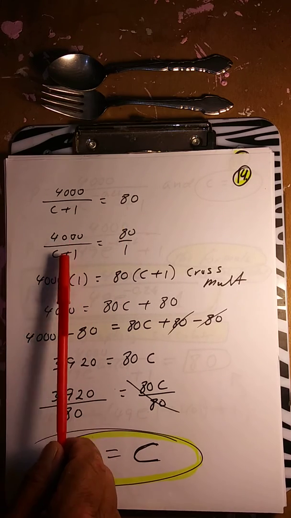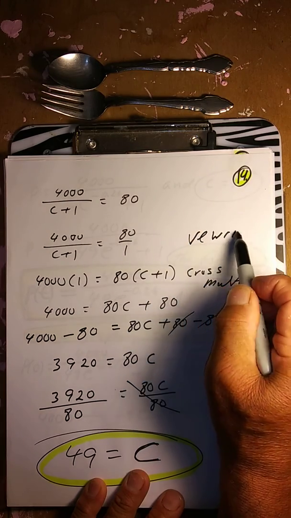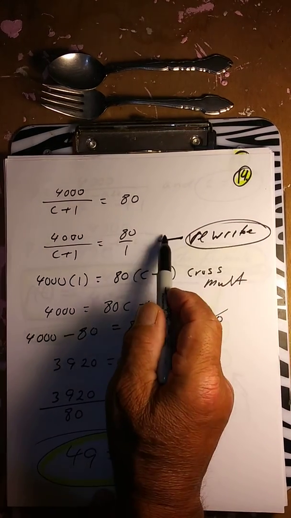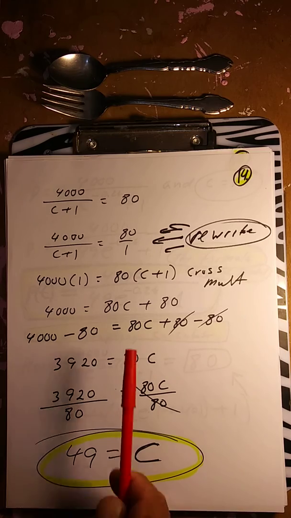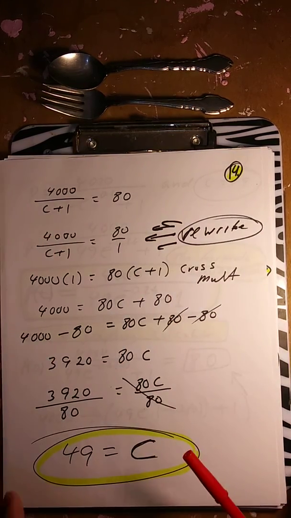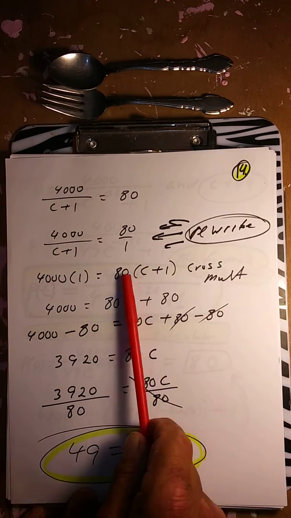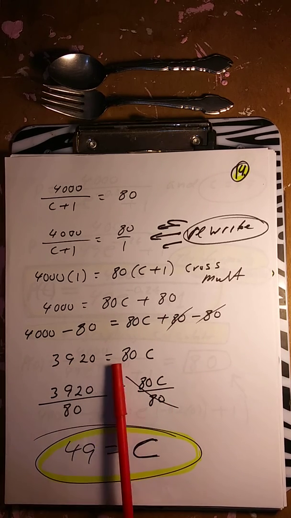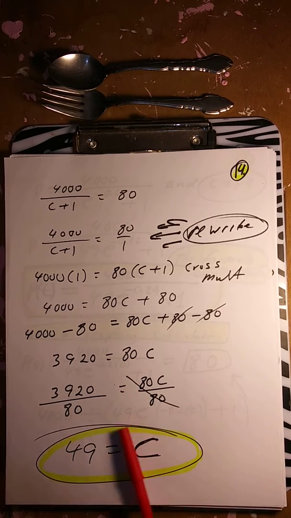Rewrite it. 4,000 over C plus 1 equals 80 over 1. Two fractions right there. So now we're going to cross multiply, which means this way and this way. So we're going to have 4,000 times 1 equals 80 times C plus 1. 80 times C is 80C, and 80 times 1 is 80. Subtract 80 from both sides. So we have 3920 equals 80C. Now, divided by 80, we have 49 equals C.